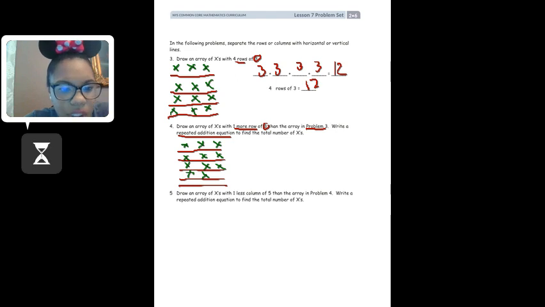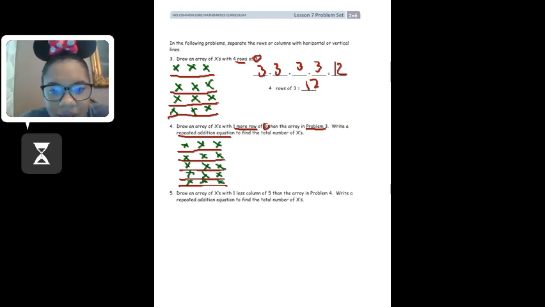And then we're going to put 1, 2, 3. So now we have 5 rows that has 3 x's in each row. So now I have to do a repeated addition equation. And for the repeated addition equation, I'm going to have 5 spaces or 5 blanks to equal the 5 rows.